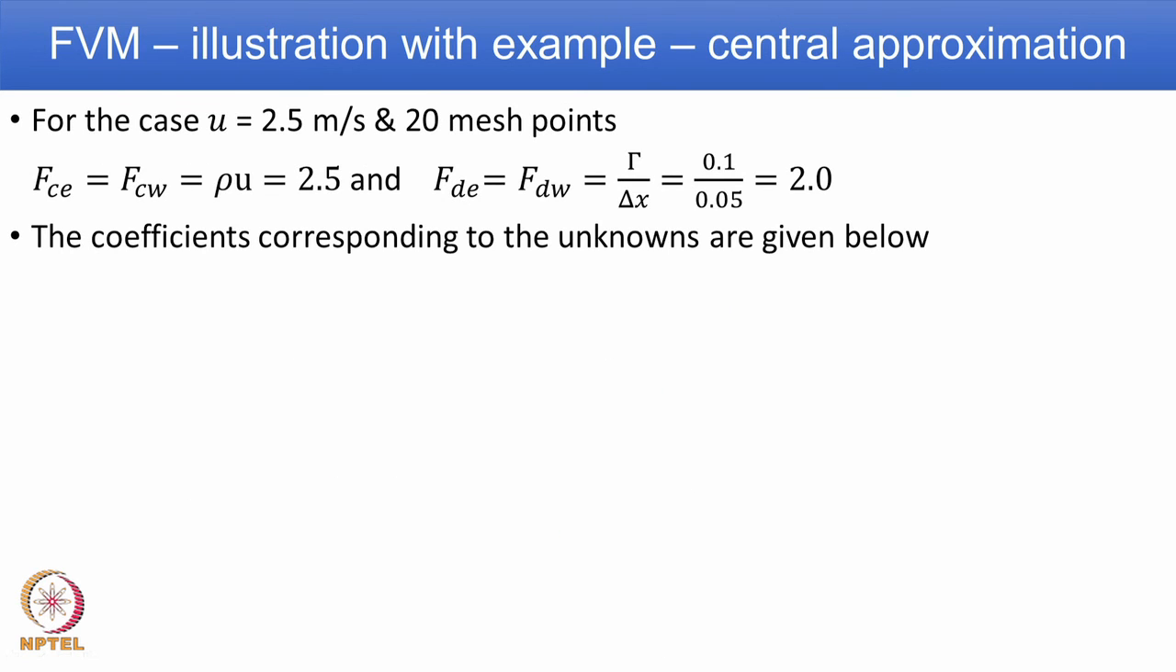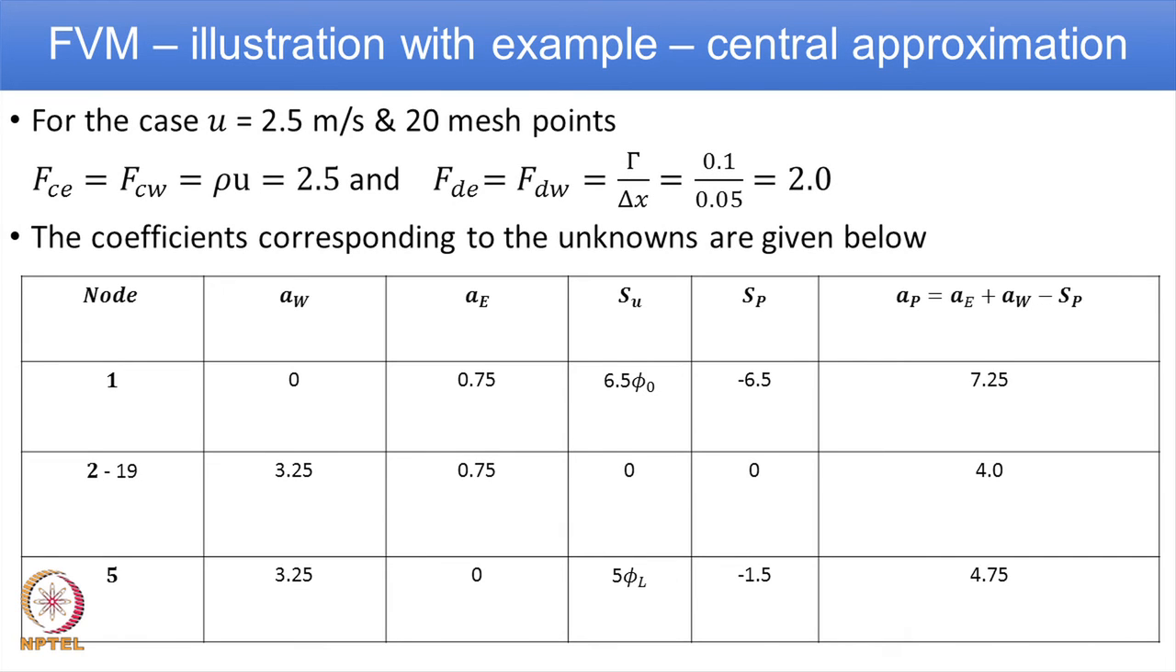For the same problem, that is the velocity condition is 2.5 meters per second, but the number of mesh points is now increased from 5 to 20. In that case, the diffusion flux, where delta x appears in the denominator, is increased to 2.0. So, if you compare convection flux and diffusion flux, the order is almost the same, that is 2.5 and 2.0. This is the convection flux and diffusion flux meant for that particular control volume. So, for the same problem, the velocity condition is the same, 2.5 meters per second. All that we have done is increase the number of mesh points from 5 to 20, same scheme, that is central approximation. Once again you calculate all the coefficients.